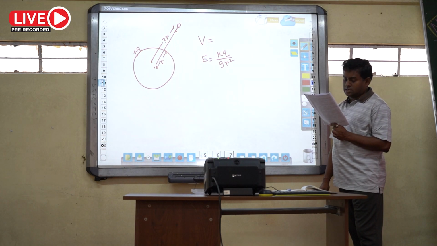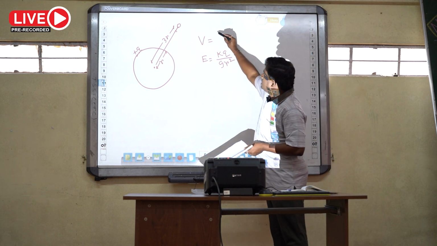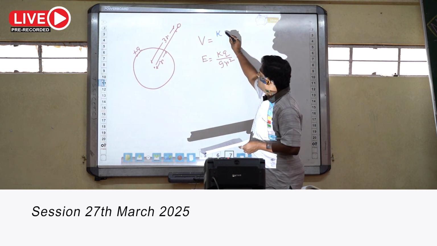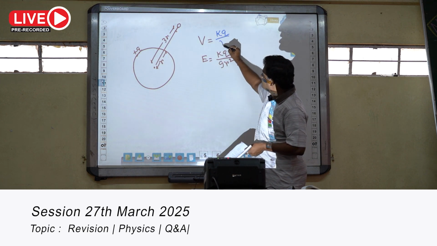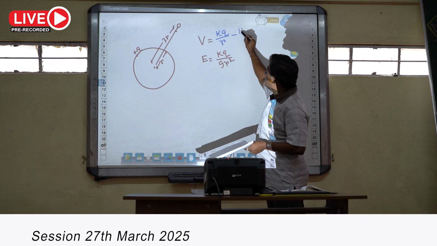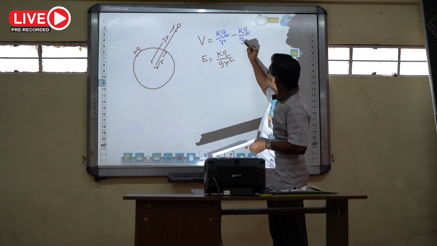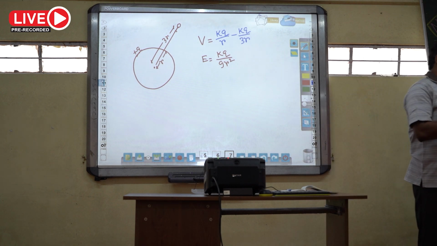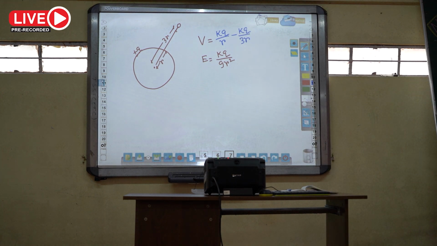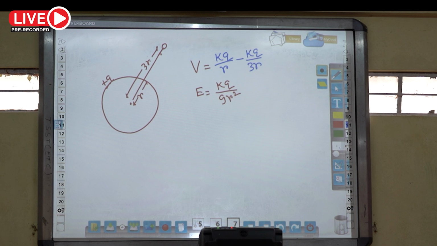At a distance 3r, the point has potential kq by 3r. You have to subtract that from the surface potential, and it is kq by 3r. This is defined as V. It is not the V at that point. It is the potential difference between the surface and the point at distance 3r, that is defined as V.